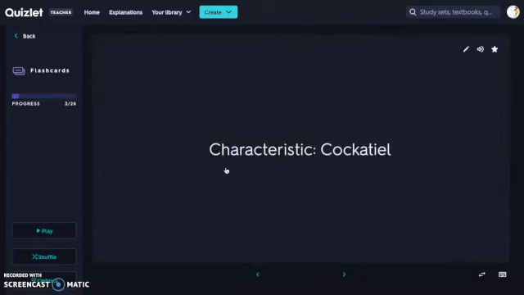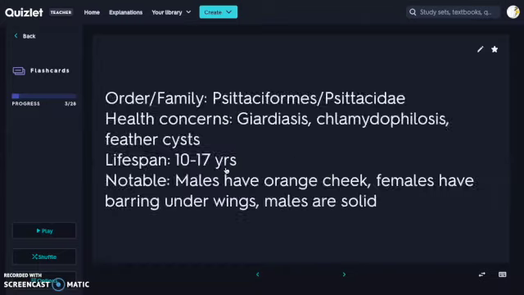The first group of birds we're going to look at are cockatiels. So we've got characteristics of cockatiels. Cockatiels are in the order Psittaciformes and the family Psittacidae. This is important to note because of those diseases that hit those birds. Also, when you're looking at birds, we've got our parrots. Psittacines or Psittaciformes are our parrot friends versus getting a finch and things, and we'll talk about that.